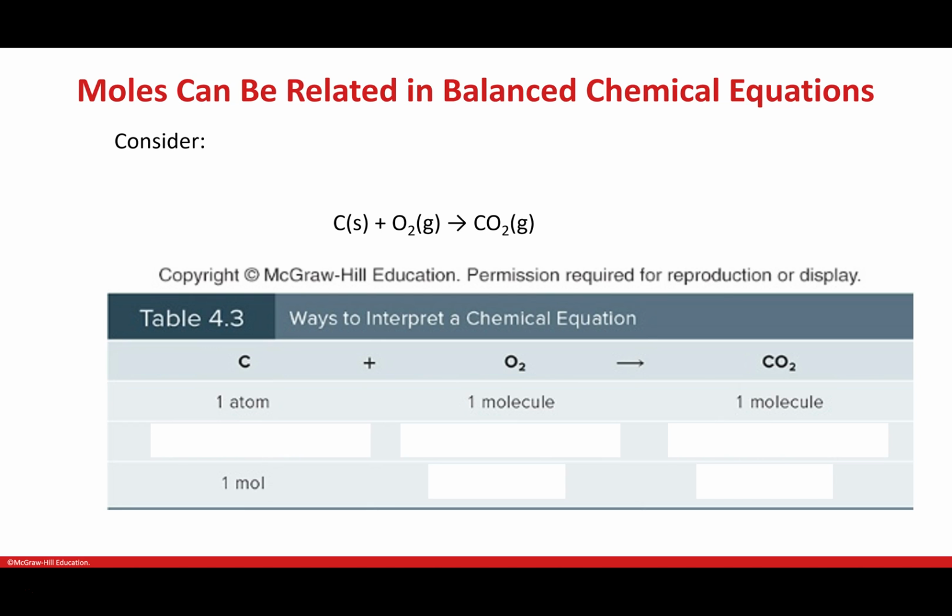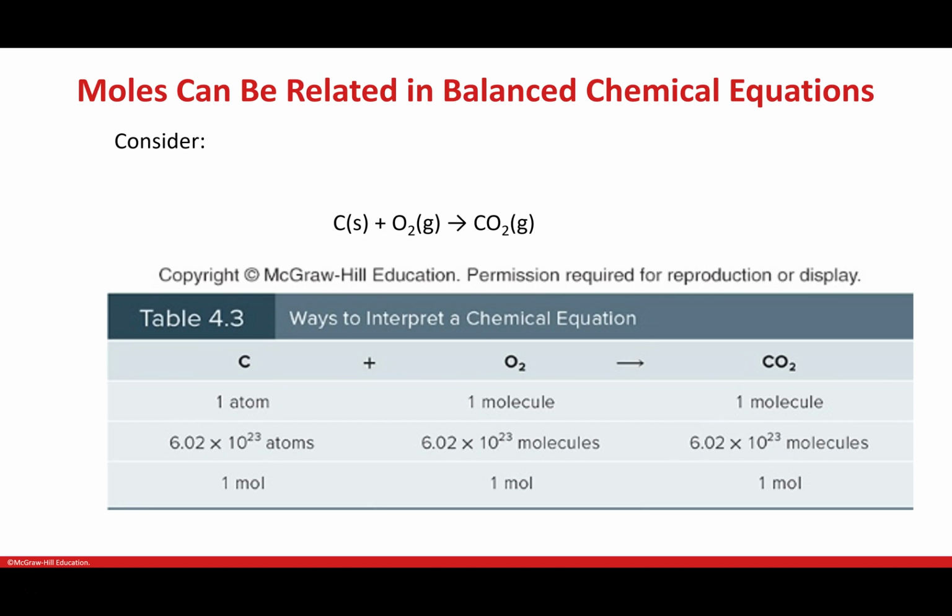So I could say with those coefficients, one across the board, 1 mole of carbon atoms reacts with 1 mole of O2 molecules to form 1 mole of CO2 molecules. And of course, according to Avogadro's number, 1 mole is equal to 6.022 times 10 to the 23rd of anything. So this really means 6.022 times 10 to the 23rd atoms of carbon will react with 6.022 times 10 to the 23rd molecules of O2 to form 6.022 times 10 to the 23rd molecules of CO2.